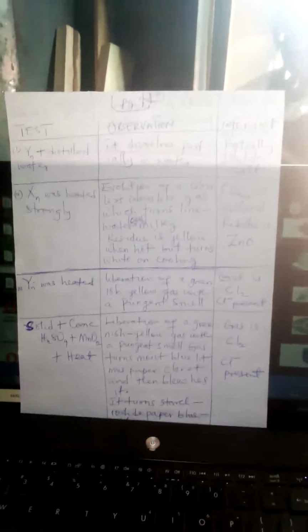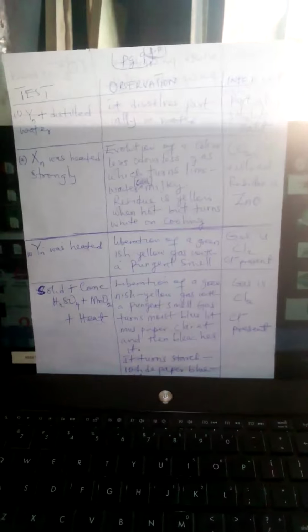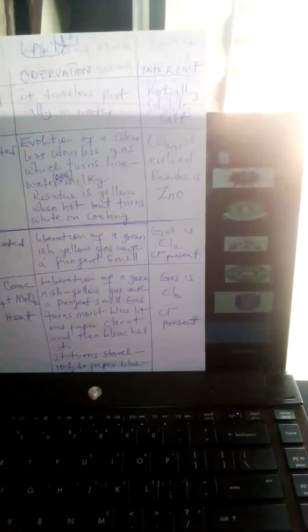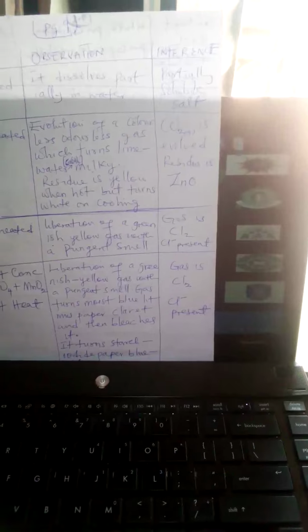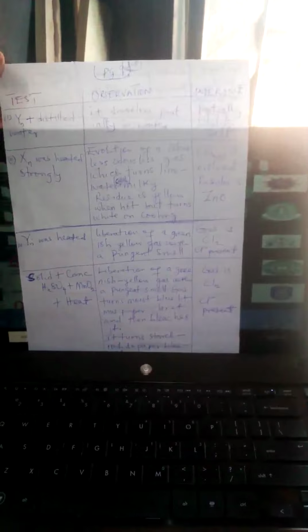Then for page 9, this is the likely question that you should be expecting for NECO 2022 chemistry practical. You can see it. We have the table, although the table will be given. NECO will give you the table. You have to only fill in the gap. So YN plus distilled water, what is the observation? It dissolves partially in water. Then inference. Your inference is also called conclusion. That is, the salt is soluble. It's a soluble salt.